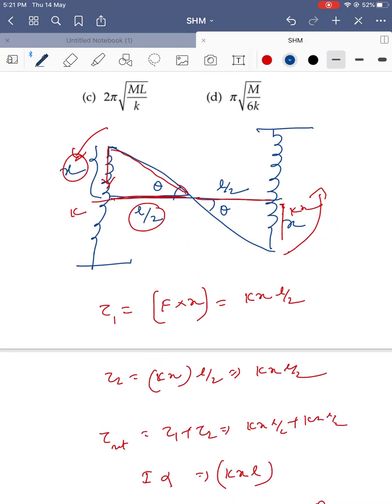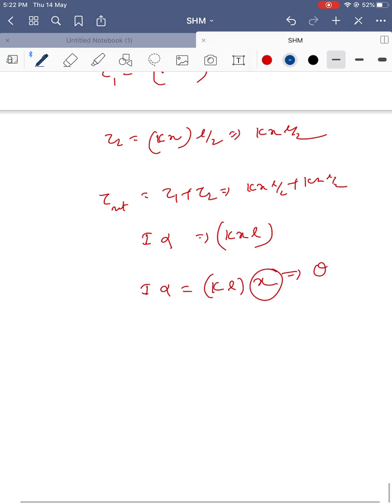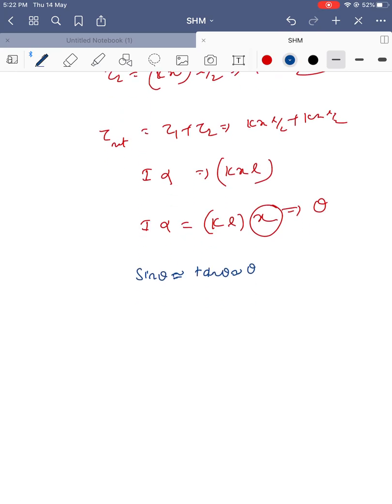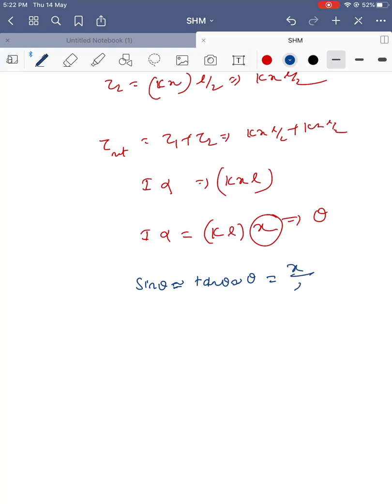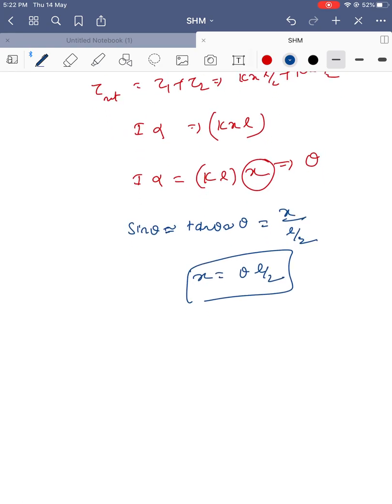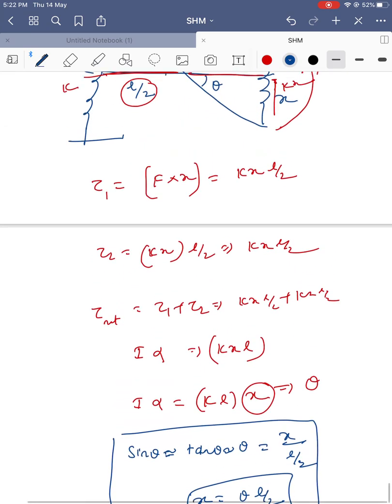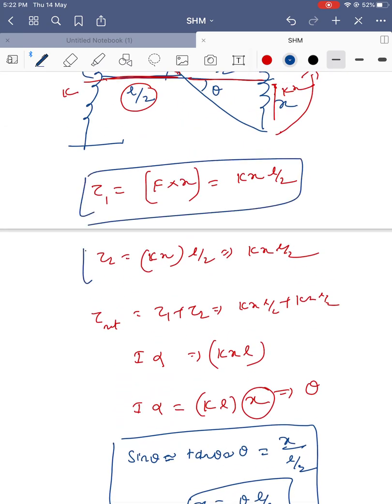Now how do we convert? For small values of theta, sin theta is approximately equal to tan theta, which is approximately equal to theta. So what is the sin theta value or tan theta value? It is equal to x by l by 2. So it is equal to x by l by 2. So x is equal to theta into l by 2. So for every problem in angular SHM, this step is common. This step and calculation of net torque, torque 1, torque 2.